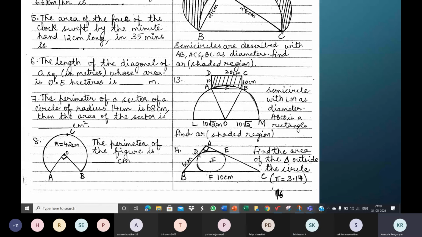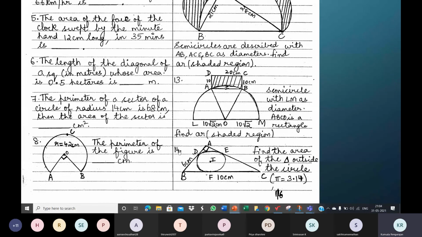And we know that this is the point of contact. That is, the sides of the triangle are tangential to the circle. The three sides of the triangle act as tangents to the circle. They touch the circle at D, E and F respectively.